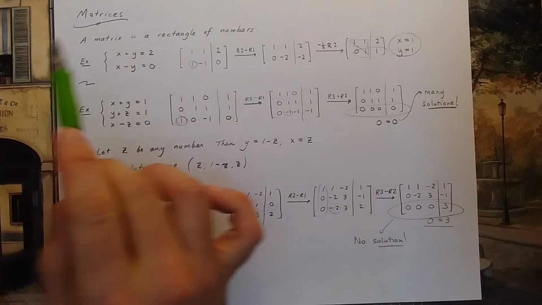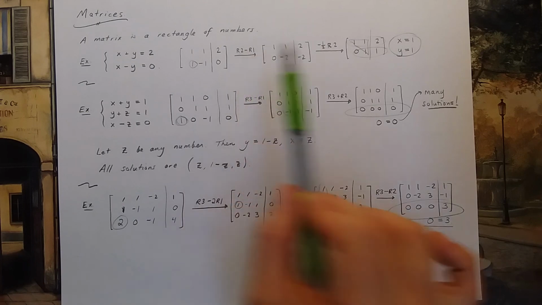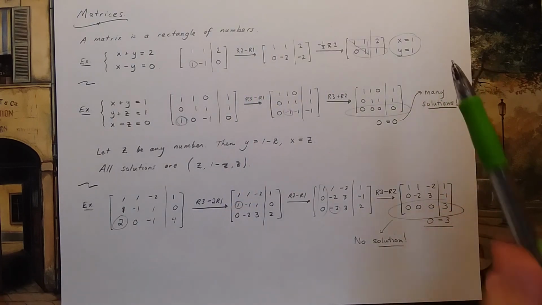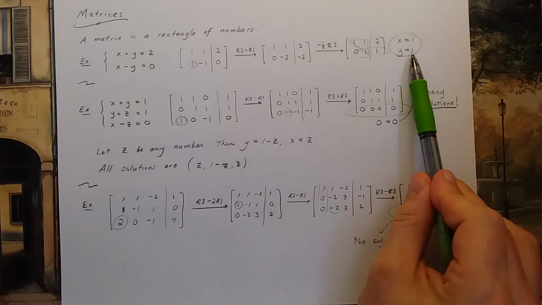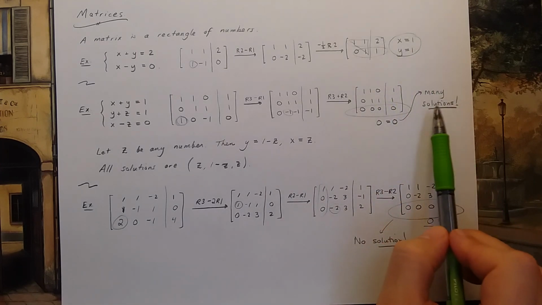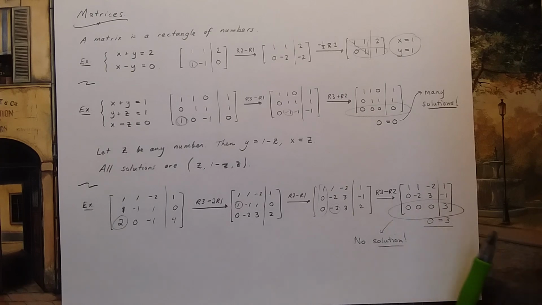So here's an example of how to represent systems with matrices, and on this page I have the 3 different things that can happen. You might get a unique solution, you might get many solutions, or you might get no solution. Okay, great.